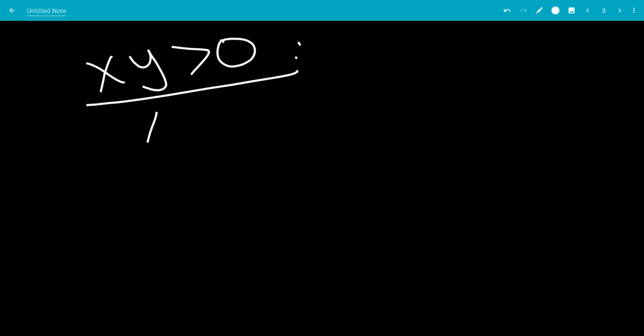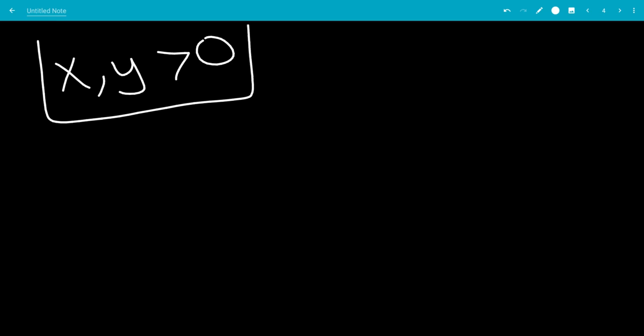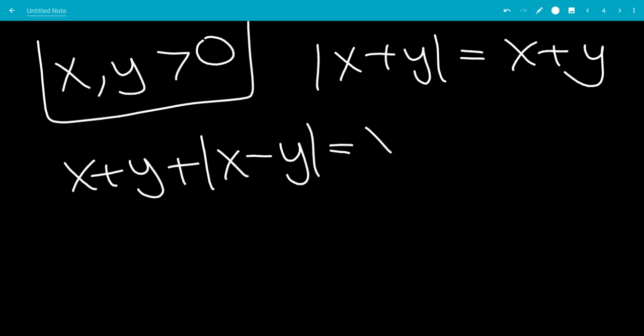Now we're going to look at the case where xy is bigger than 0. This is only true if x and y are both bigger than 0, or both of them are less than 0. So look at those two subcases. First, x and y are bigger than 0. The absolute value of x plus y is x plus y because they're both positive, and the absolute value of x minus y stays the same. So this will be x plus y plus the absolute value of x minus y equals xy.